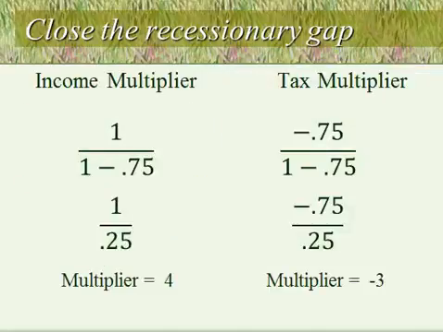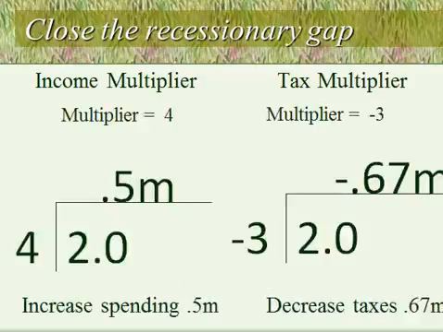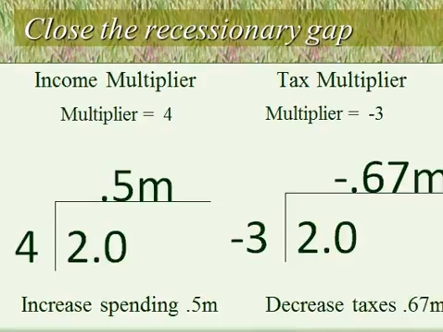So here, I've got the income multiplier, and I've worked it out, and we see that the income multiplier is 4 and the tax multiplier is -3. And so what I'm going to do is plug this in. I need to close a $2 million gap, and so I divide my $2 million by the 4, and I find out that in order to close the gap, this economy would have to spend $500,000, or they would have to decrease taxes by $250,000.